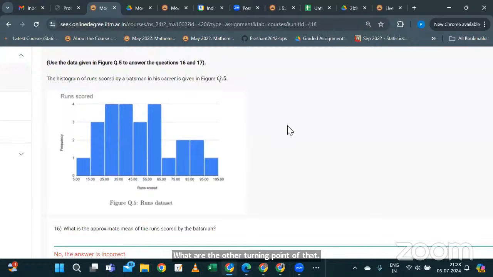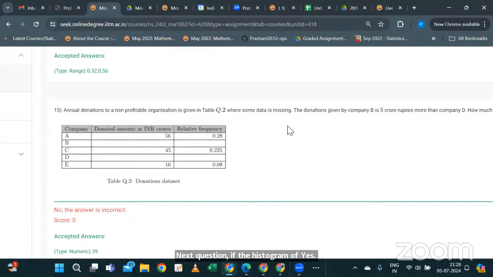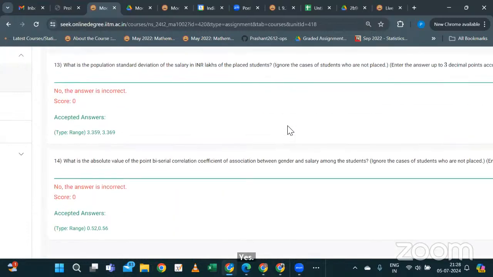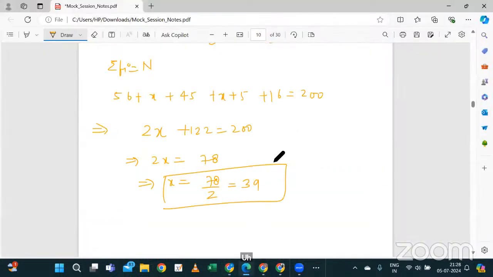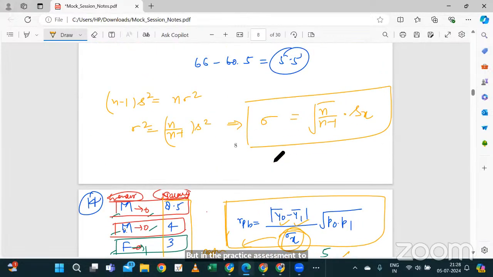I have a doubt in the previous question, the 14th question. Sir, here the formula for finding this is s into root of n by n minus 1, right? But in practice assignment 2, question 4, they have given s into root of n minus 1 by n, to find the biserial correlation.